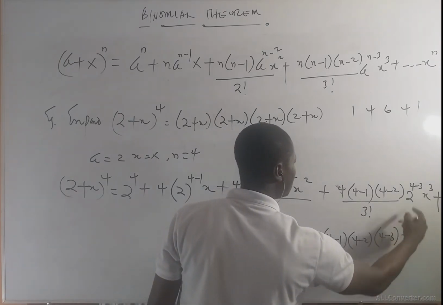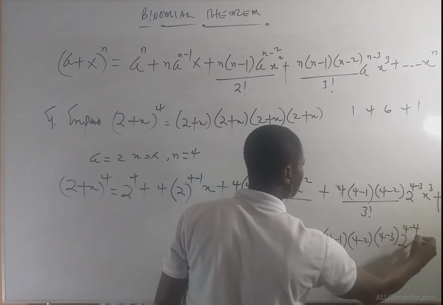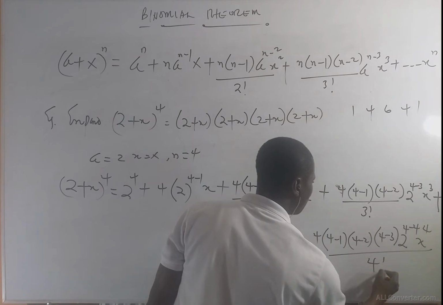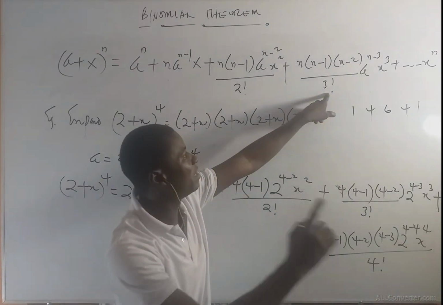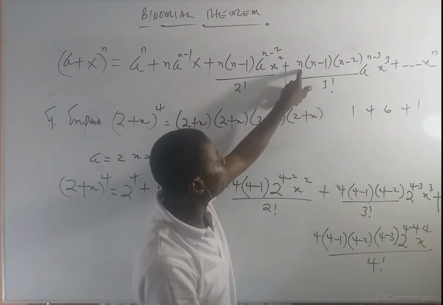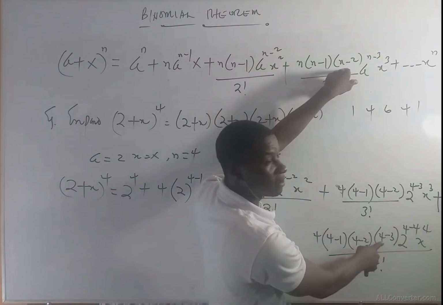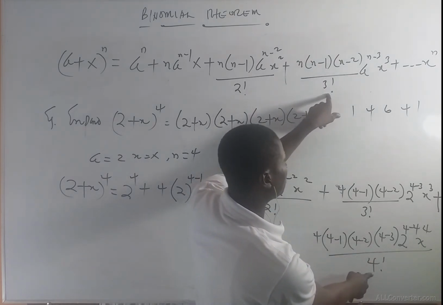Then you have 2 raised to the power 4 minus, this will be, instead of 4 minus 3, the next one will be 4 minus 4. Then you have x raised to the power 4. Also all over 4 factorial. So don't forget that the formula we ended at 3 factorial. But if you want to continue, then it will now be n minus 1, n minus 2, then n minus 3. That's how come we have the 4 minus 3. Then over 3 factorial. But this one will be 4 factorial because it's the next term.